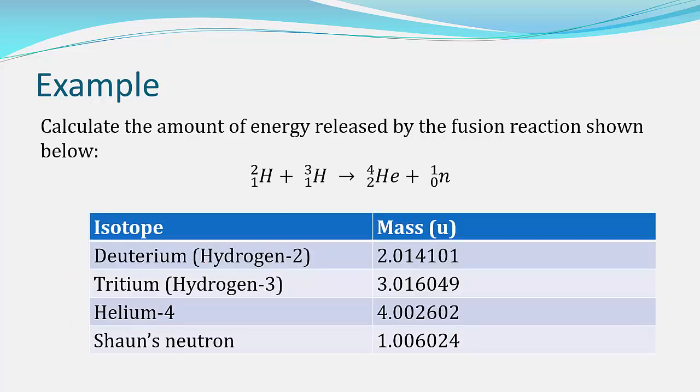Okay, and the final calculation for this presentation, much the same as you've done for fission reactions, is to calculate the amount of energy released by the fusion reaction. It is the exact same process. You find the difference in mass and you calculate the energy that corresponds to that missing mass.